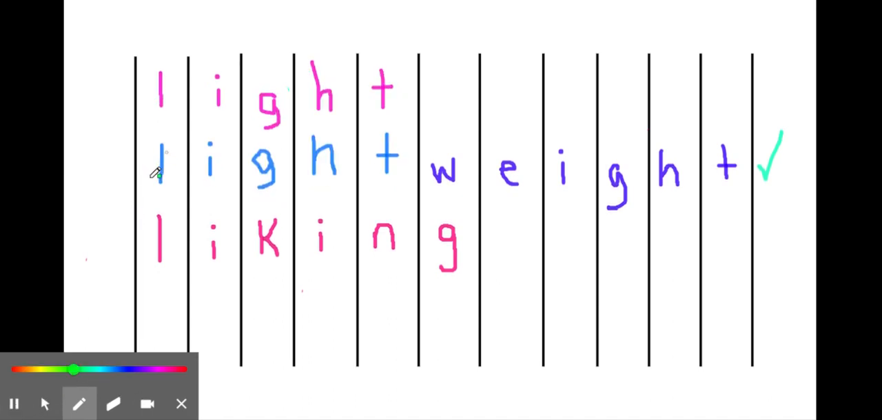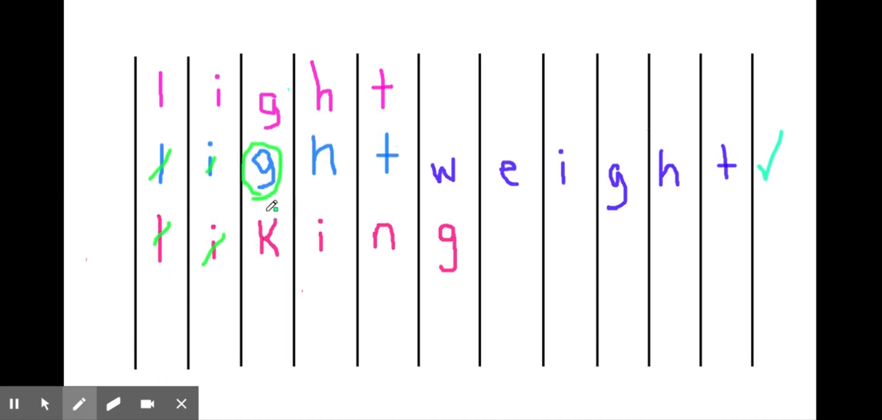Okay, L and L are the same. I and I are the same. G and K are different. Now, we need to make sure G and K are in alphabetical order. Think about your ABCs. A, B, C, D, E, F, G, H, I, J, K. So G does come before K. These words are in alphabetical order, and lightweight is on the same page as light and liking.